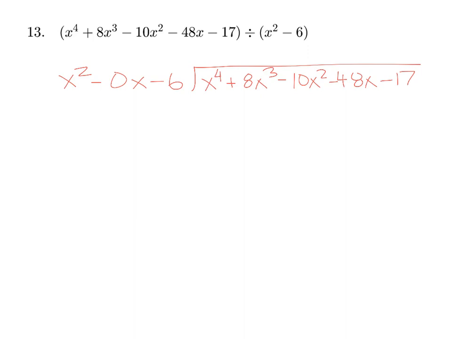Now long division is very easy. Students just make mistakes with placing certain values in the right place, or they forget to add or subtract. They miss a negative, so just be careful with every step of this process. So x squared times what gives you x to the 4th? That's going to be x squared. So we place it over here.